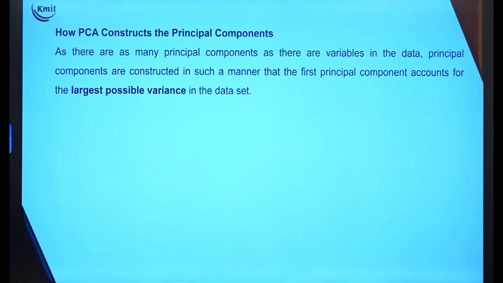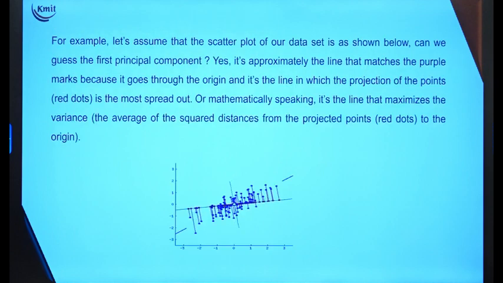As you can see in this particular diagram, let's assume the scatter plot of a data set. Now we can guess the first principal component, right? It's approximately the line that matches the purple one, because it goes through the origin and it's the line in which the projection of the points, that is the red dots you can see, is most spread out. So mathematically, it's the line that maximizes the variance.